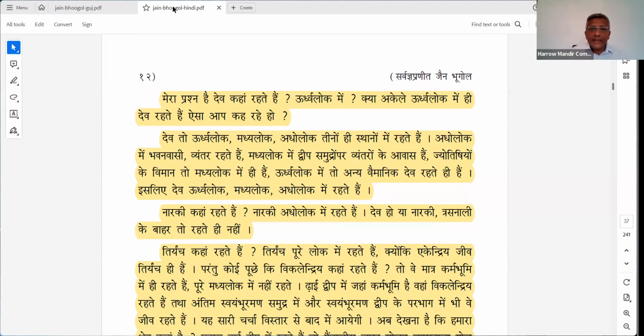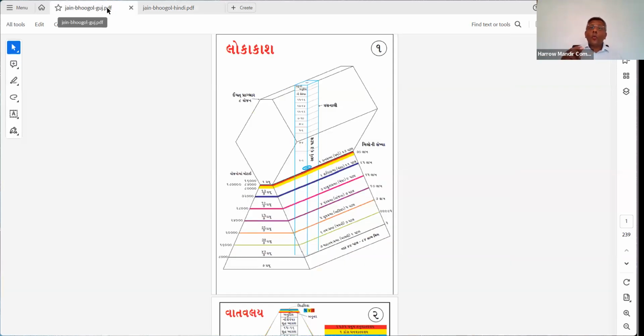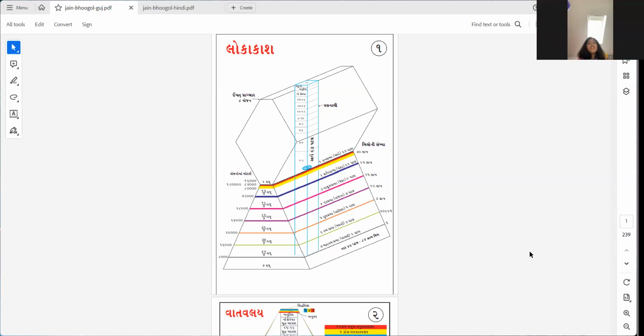Mera prashna hai. Dev kahan rehte hain: urdhvalok mein, adholok mein, madhyalok mein? So you now have to answer. Let me see how bright you are. Where do the heavenly beings reside? Do they reside in the upper lok, the middle lok, or the lower lok? Adi. They reside in urdhvalok. Anyone else? Heaven. Yeah, but where is heaven? In the Urdhvalok, the Madhyalok, or the Adholok? You have to tell me from the three. Anyone else?